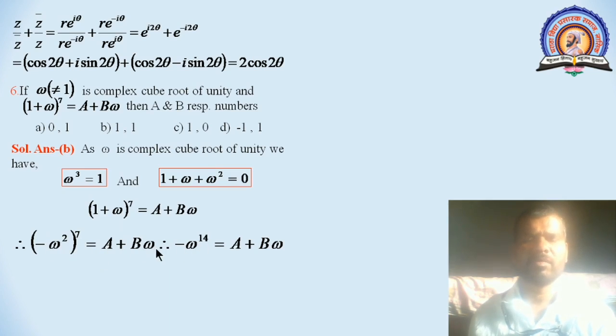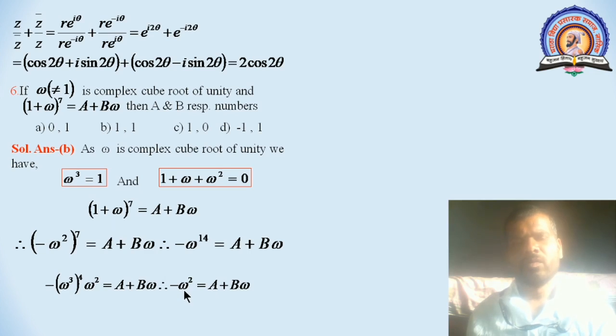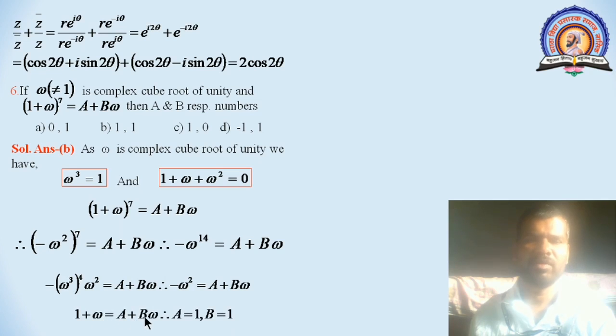A plus b omega, keep as it is. Now, omega raised to 14 can be written as omega cube raised to 4, 4 threes are 12, into omega square. Omega cube is 1, put that value, we get minus omega square is equal to a plus b omega. Now, we have the value of minus omega square: transferring omega square to this side, we get minus omega square is equal to 1 plus omega. That value put here, we get 1 plus omega is equal to a plus b omega.